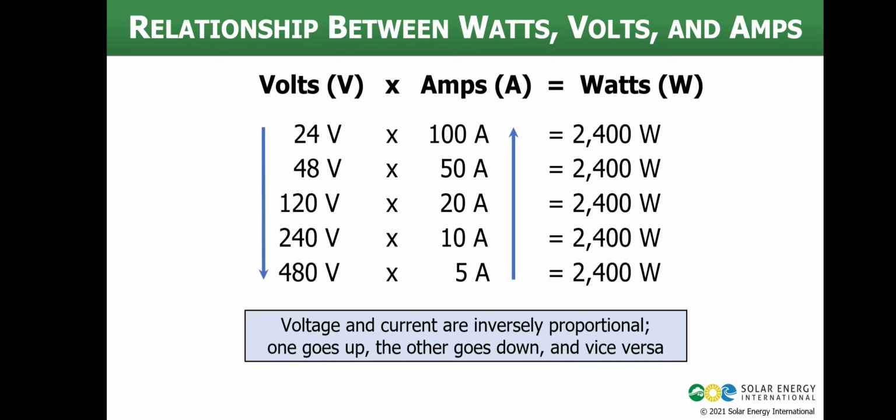Now, why does this matter? Well, the higher the voltage, the lower the current. The lower the current, and the higher the voltage, the lower the voltage drop. So the higher voltage systems tend to be more efficient than lower voltage systems, especially when we're going over long distances.